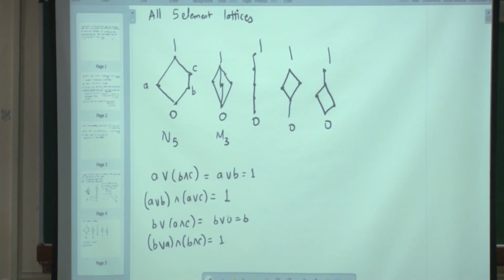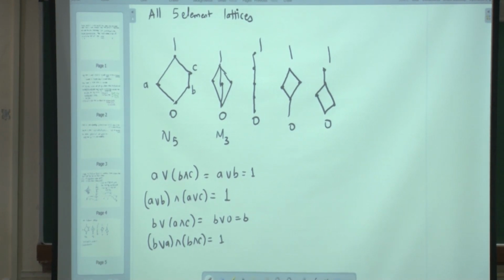1. What is B join, maybe I wrote something wrong. B joins C? B joins C is C. So what is 1 meet C? There you have it. Okay, so N5 is not distributive.